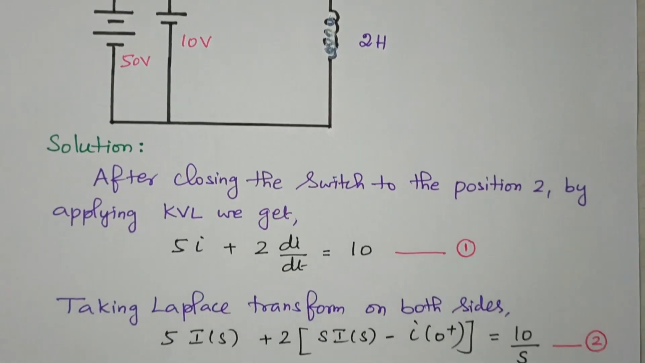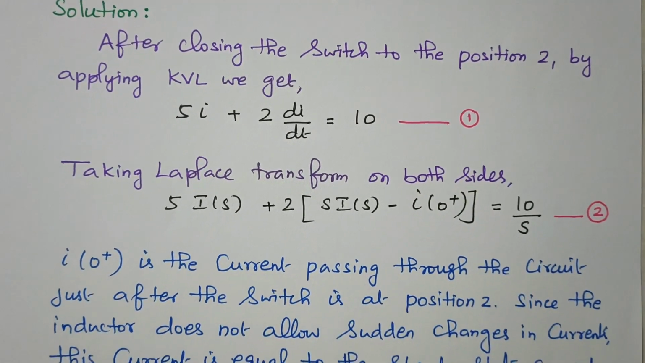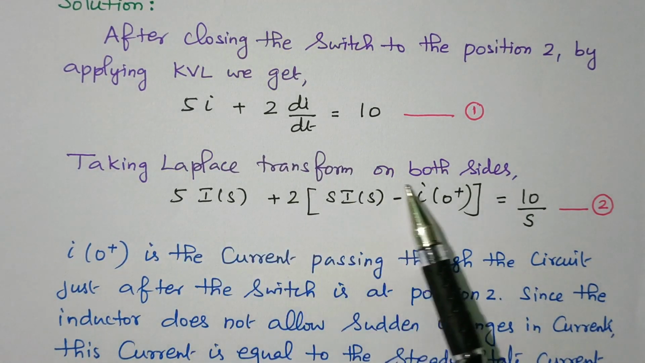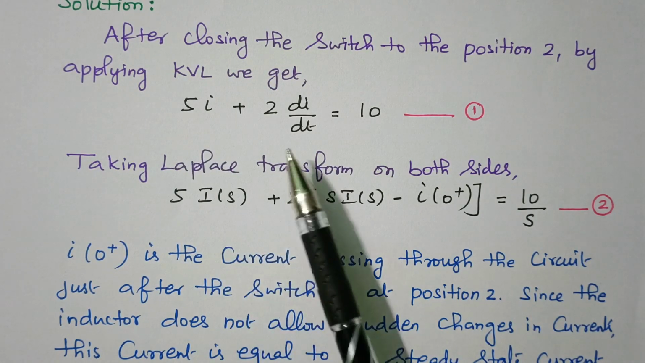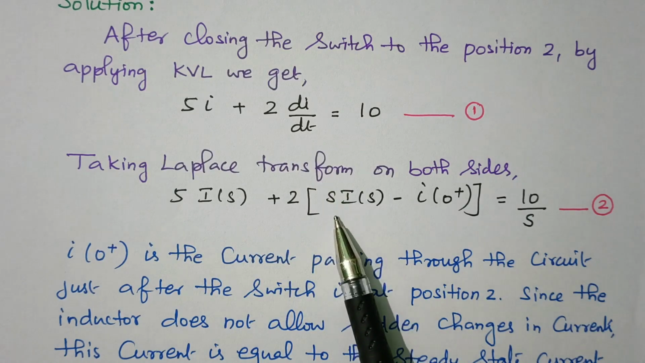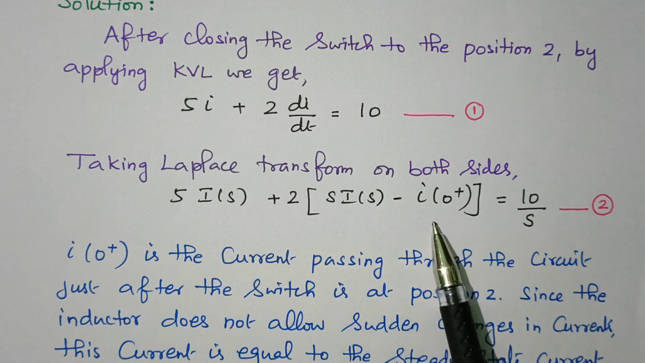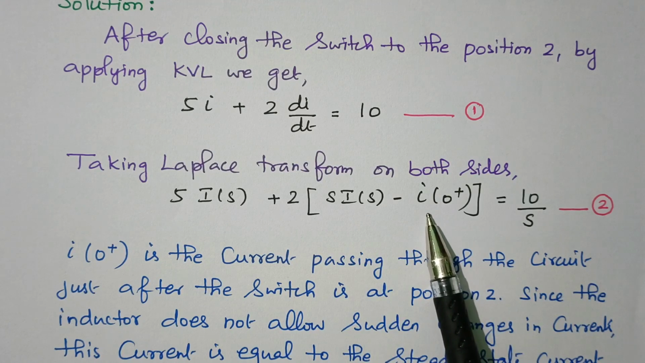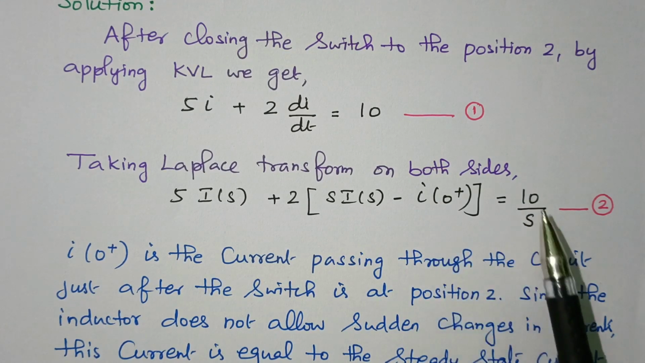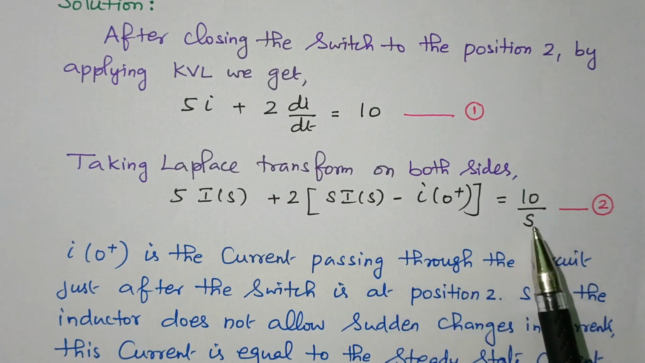Now we can take the Laplace transformation on both sides in order to convert the t domain into s domain. So taking Laplace transform on both sides, 5i becomes 5 I of s, plus 2 into di by dt. Laplace transform of di by dt is s into I of s. Laplace transform of differentiation is s into I of s, minus the initial current, I0 plus. We need to subtract the initial current. That is equal to 10 divided by s. Laplace transform of a constant is 1 by s. So it is 10 by s.